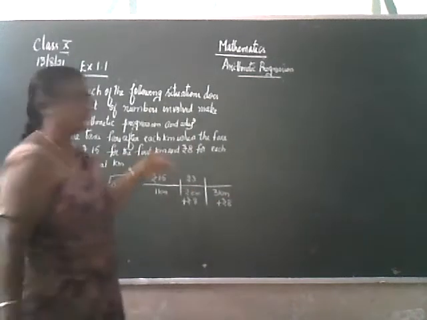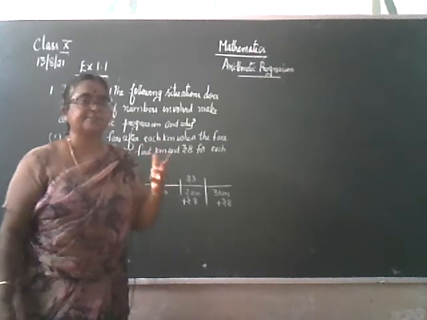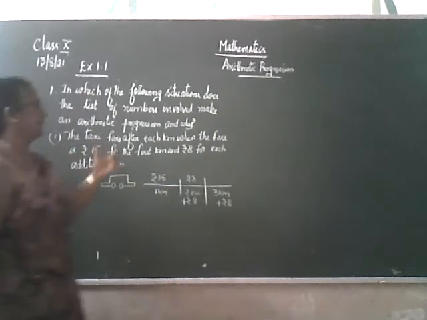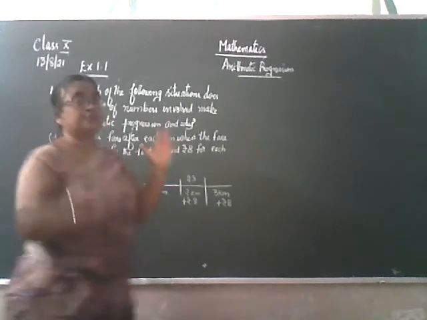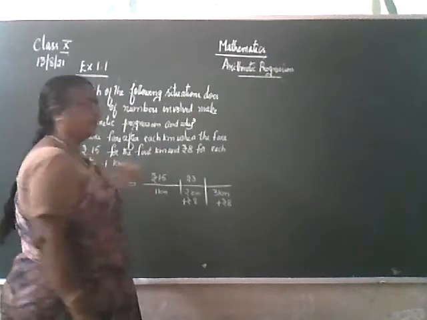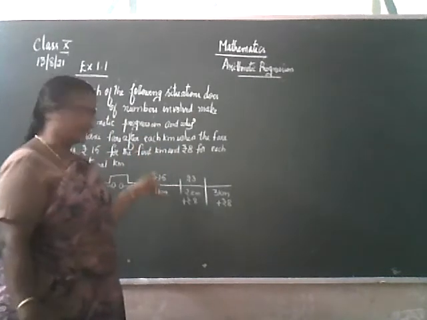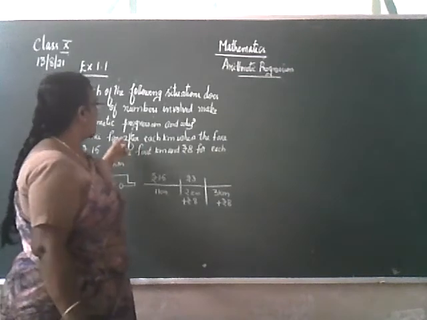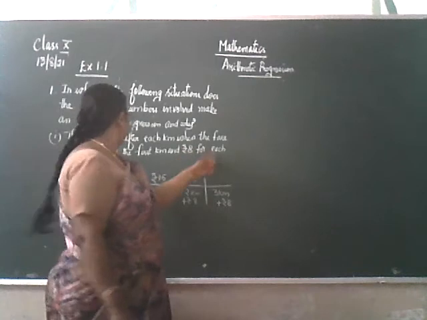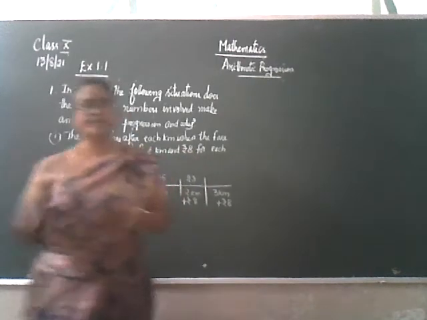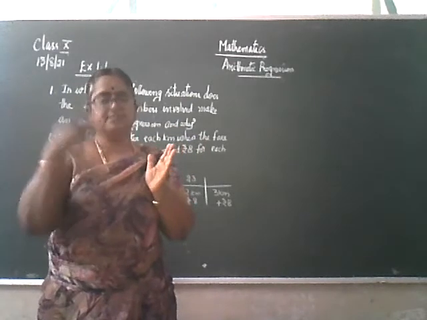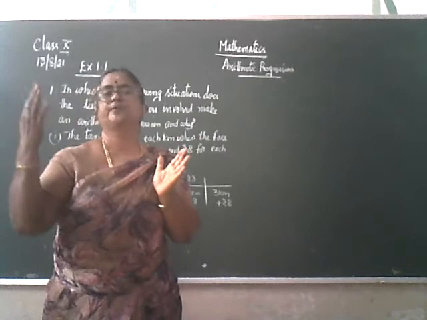So, you try to understand the statement properly, then only you can say. The taxi fare after each kilometer: the fare is rupees 15 for the first kilometer, and after each kilometer, the fare is rupees 8 for each additional kilometer. Additional means if it is 1 kilometer 15, then 2 kilometers, how much? 3 kilometers, how much? 4 kilometers, how much?